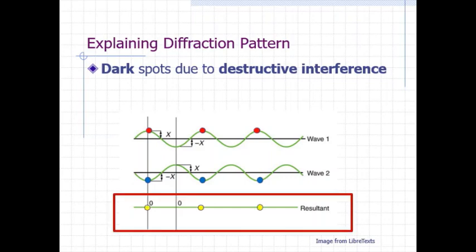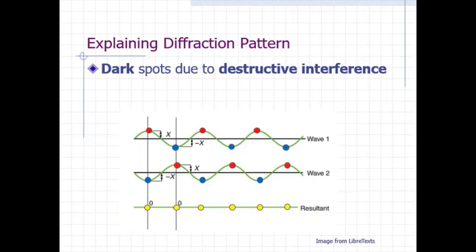We can also see that the troughs of wave 1 occur at the same location as the crests of wave 2. This is true for all locations. Wave 1 and wave 2 add up to 0 everywhere. You could say that with destructive interference, we have a case of light plus light equals darkness.